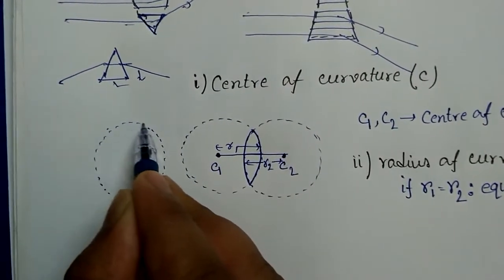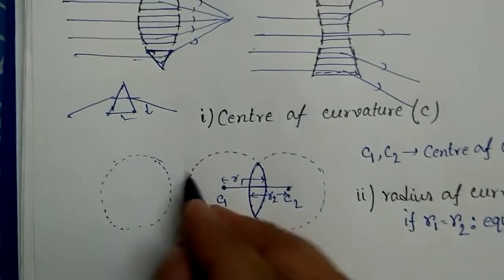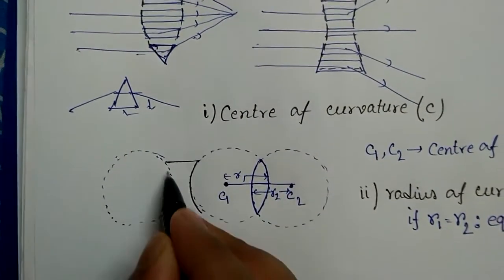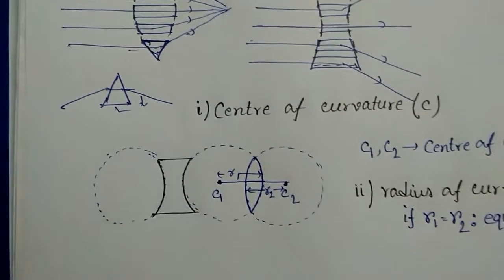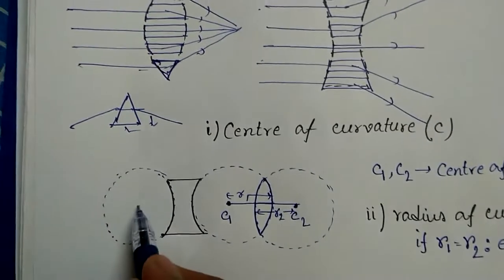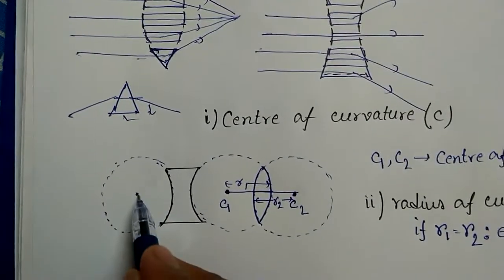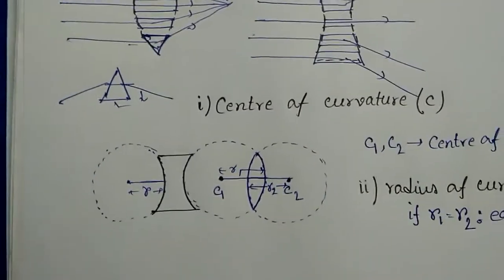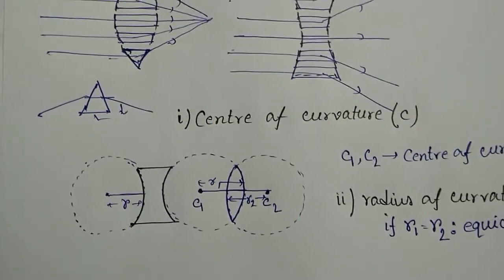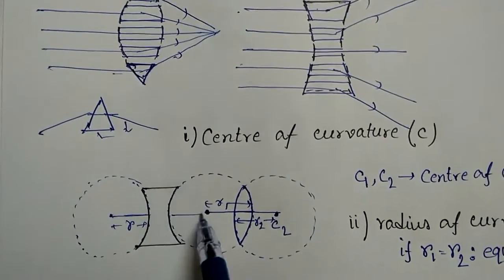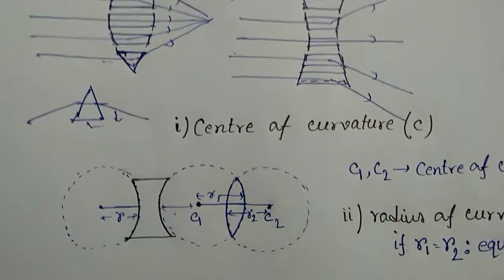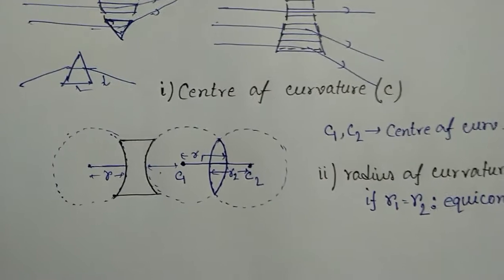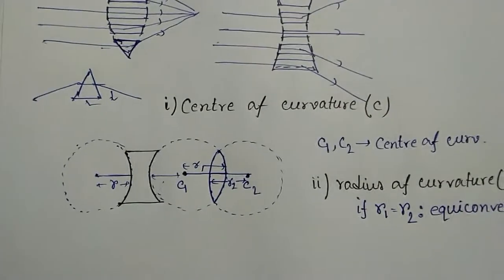Another sphere here I am considering. So this will give a concave lens. This is also the center of curvature, and this is here the radius of curvature. And now if these two radii are equal, then that will be called the equiconcave lens. Is it okay? This is lens.